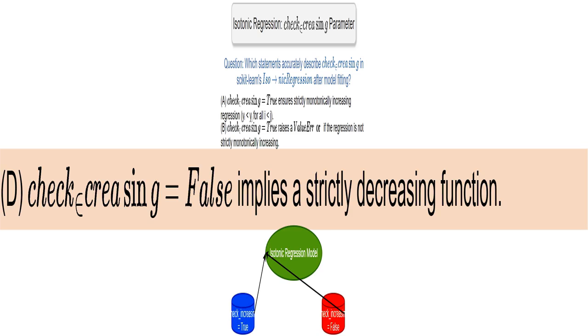This is wrong. Setting `check_increasing` to `false` only permits non-increasing segments, like plateaus. It does not enforce a strictly decreasing function.